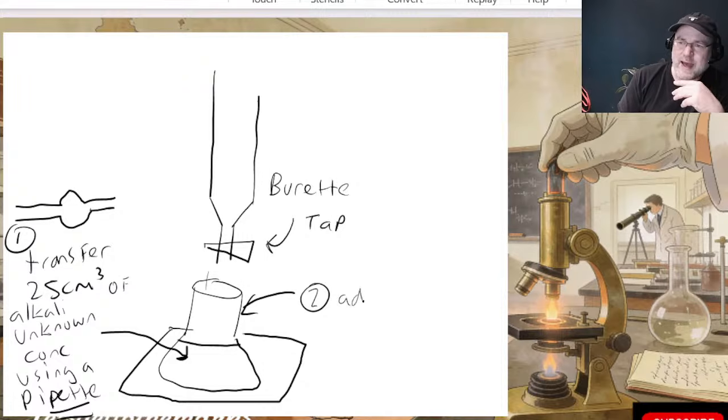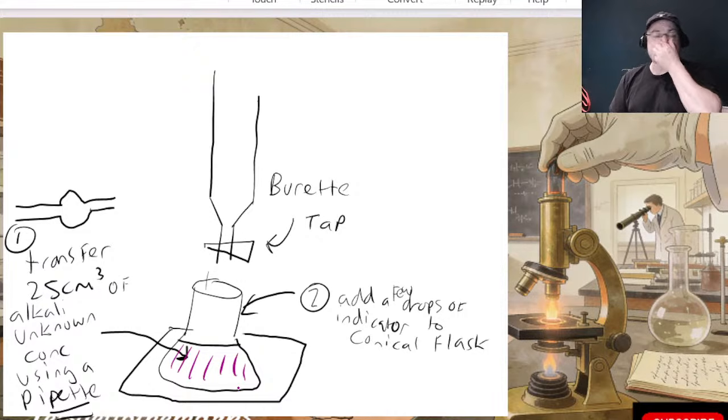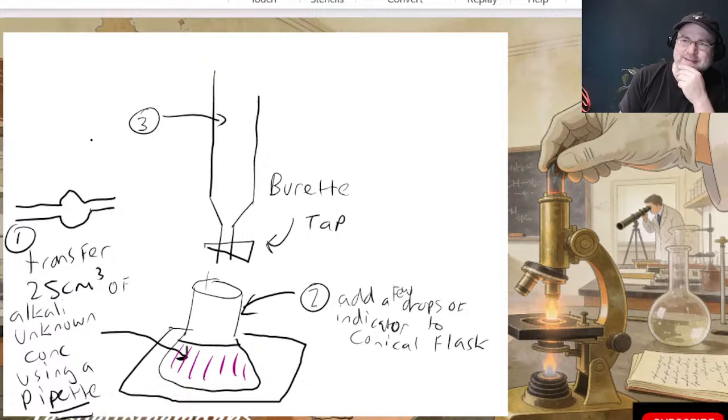Next one, add a few drops, meaning two, of indicator to the conical flask. So what this is going to do, if you use phenolphthalein, is make it go pink in alkali. In acid, phenolphthalein is colorless.